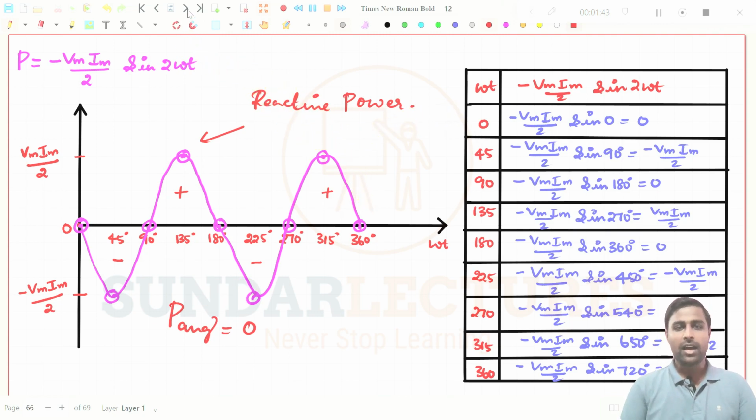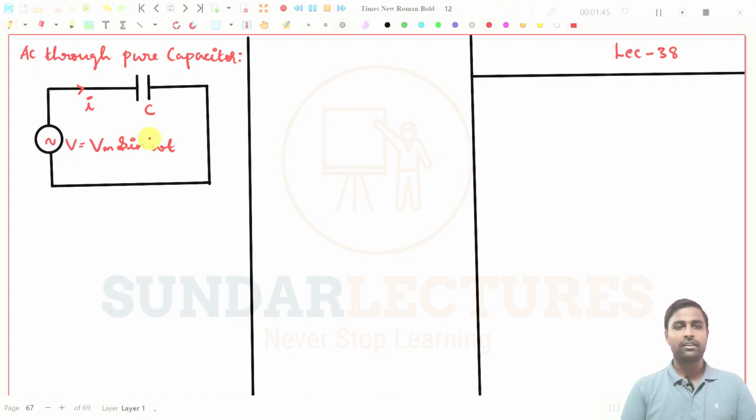In this class we are going to see AC through a pure capacitor. If you need to find the current in the capacitor, that is our ultimate aim. Then we will multiply the current with the voltage to get the power expression, and we will try to draw the graph in the next portion.